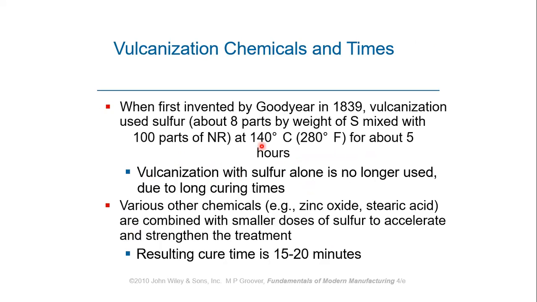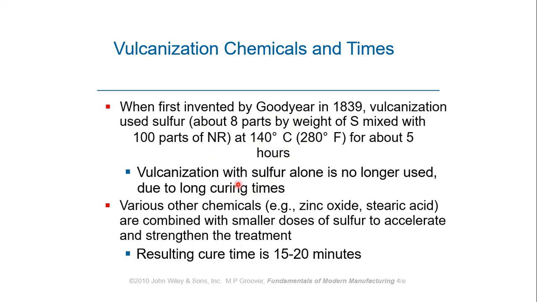To do the vulcanization, sulfur is traditionally used, and it would take about 5 hours at a temperature of 140 degrees Celsius. Sulfur is mixed with the material, and then you apply a temperature of 140 degrees Celsius. You keep it for 5 hours, and then you get the finally cured rubber product.